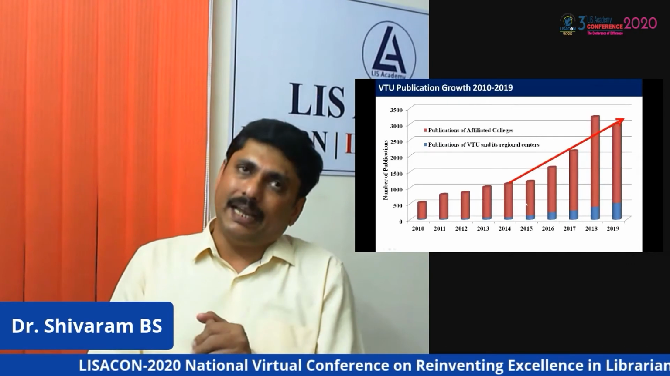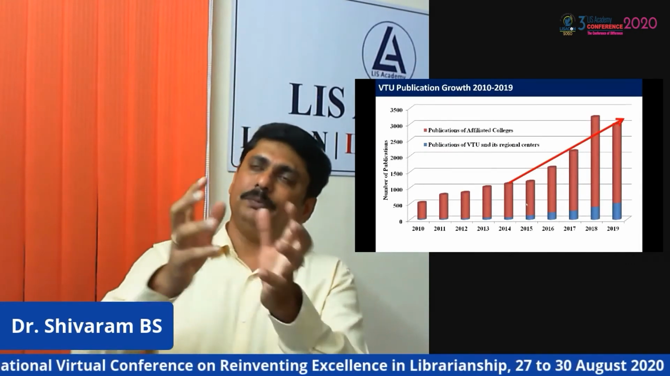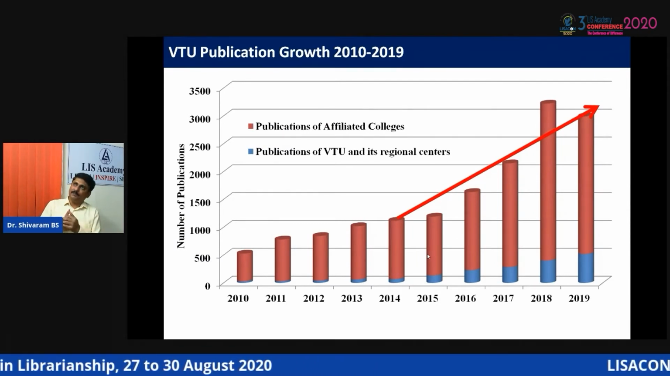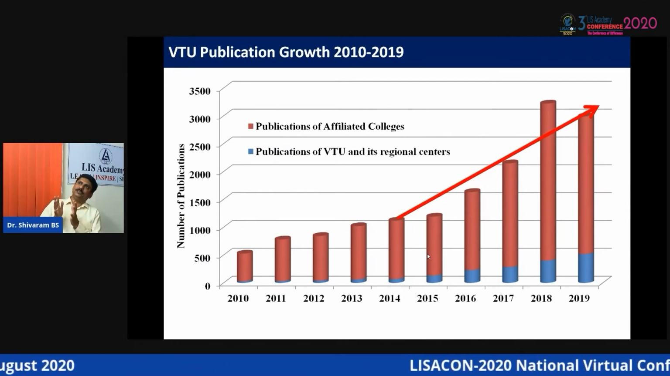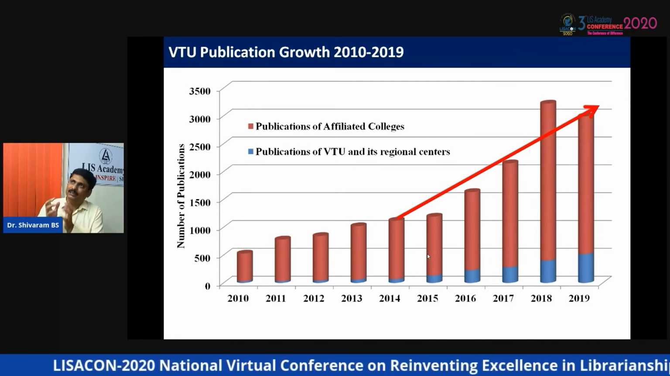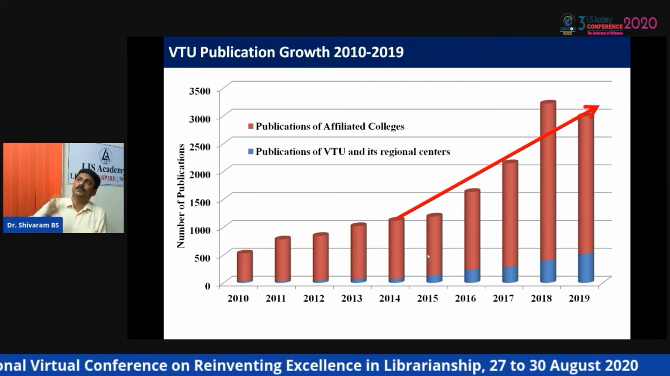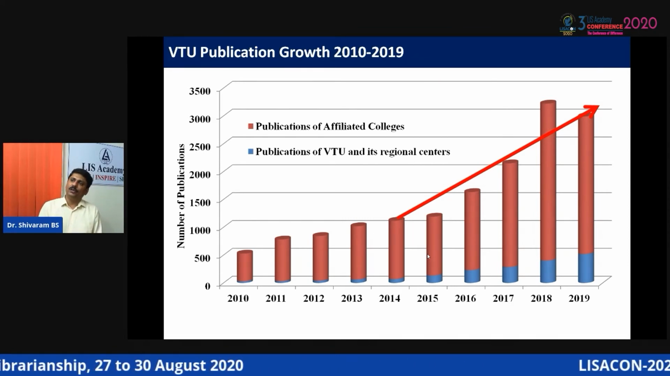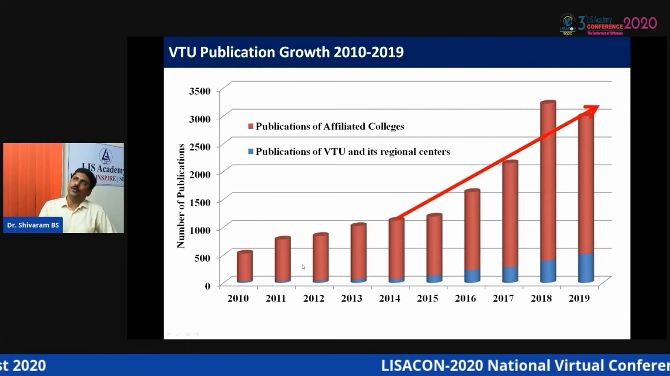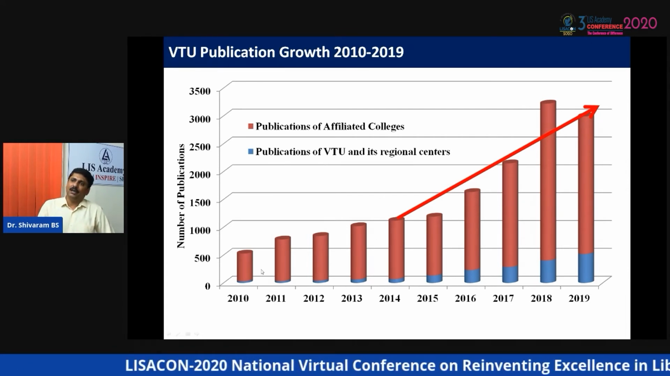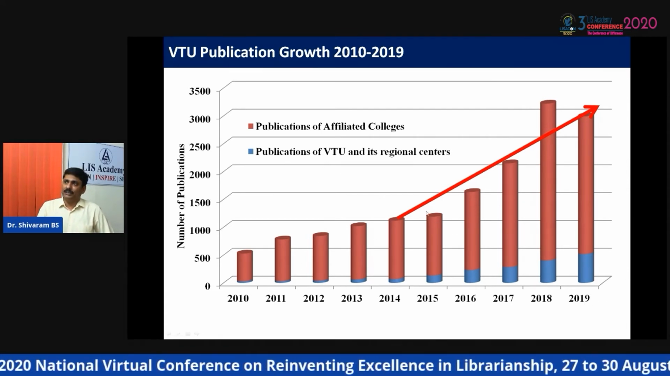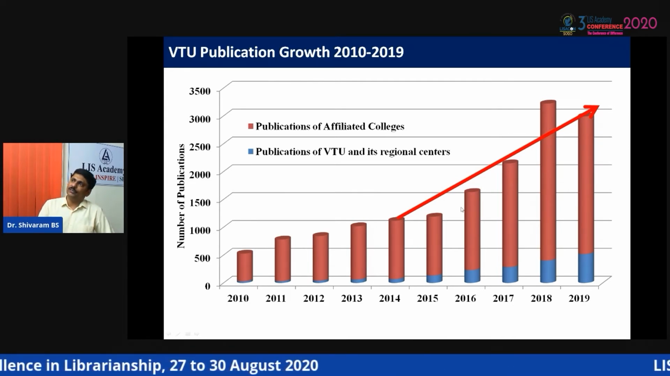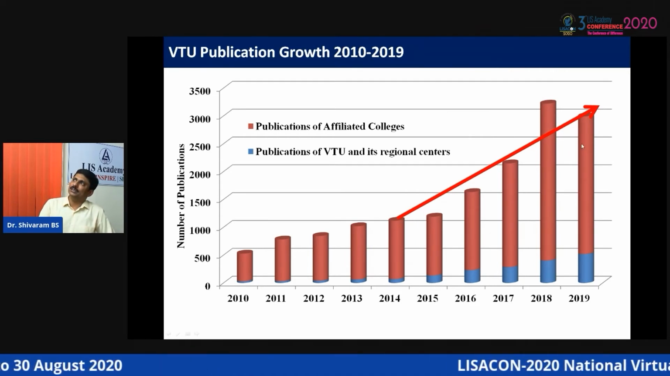Of course, we cannot claim that only the VTU consortium has contributed to the increase in publications of the VTU community. But we can say that the content of the VTU Consortium has been used to publish these papers. For that, we have data in coming slides. If you look at the publication growth of both VTU and its affiliated colleges from 2010 to 2019, you can see a sharp increase after 2014-15, and now it has almost doubled.